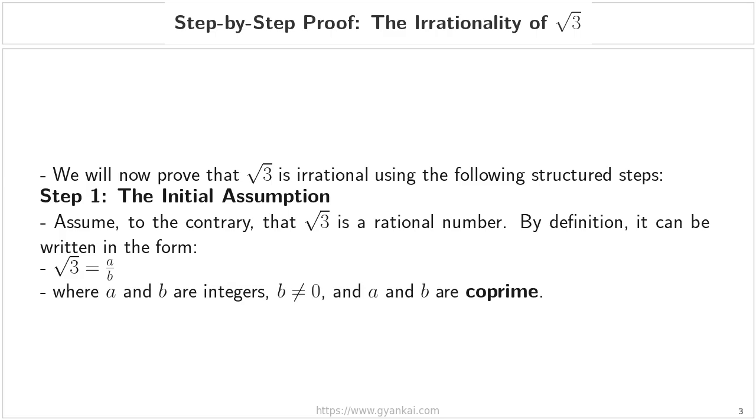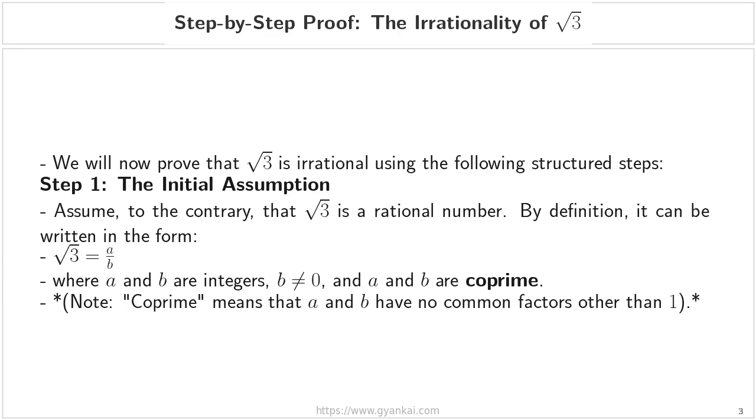In this fraction, we specify that a and b are both integers, and of course, b cannot be 0. But here is the most critical part of our setup. We must also assume that a and b are coprime. This means that the fraction is in its simplest form, and that a and b share no common factors other than 1. Keep this coprime condition in mind, because as we move into the next slide to manipulate the algebra, our entire goal will be to find a way to break this very assumption.